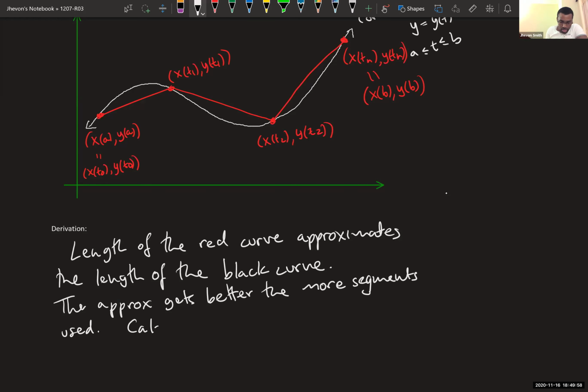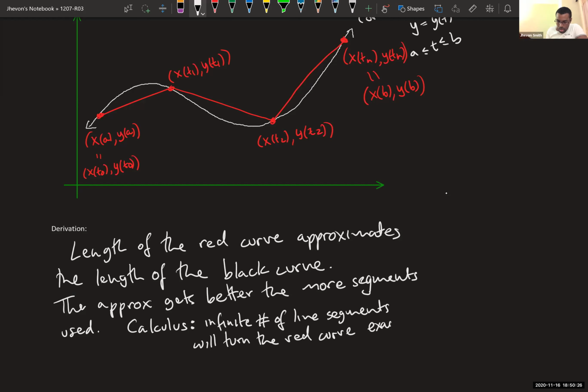What calculus tells us, this is the calculus concept of solving the problem, is that an infinite number of line segments will turn the red curve exactly into the black curve. Right, that's a concept that calculus teaches us.